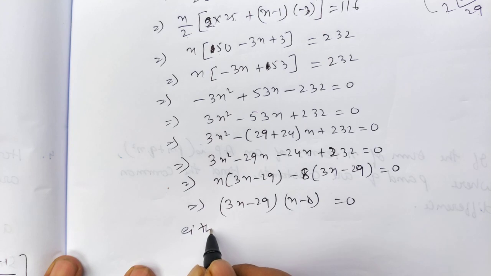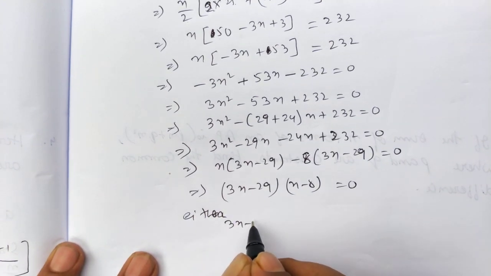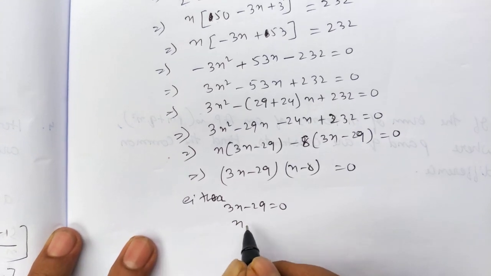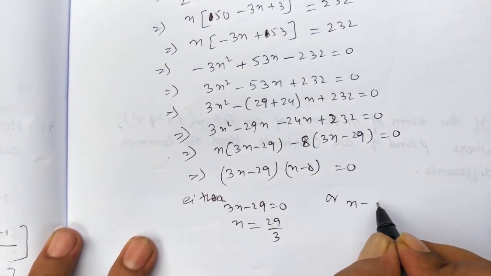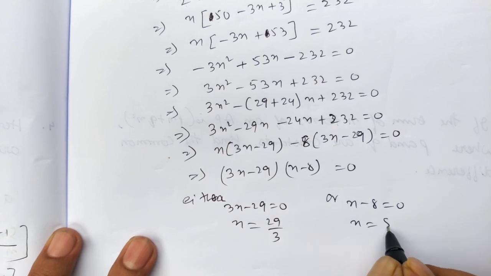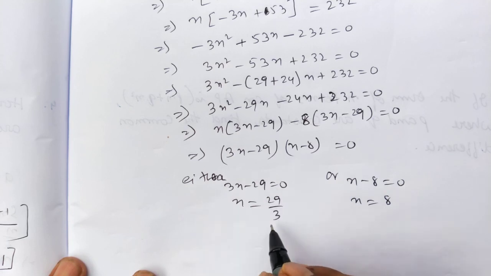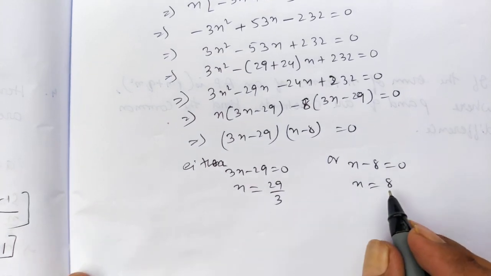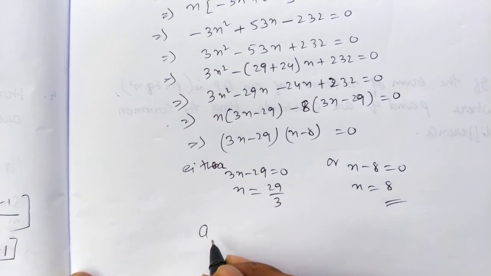Either 3n minus 29 equal to 0, so n will be 29 by 3, or n minus 8 equal to 0, that is n will be 8. We cannot take this because n cannot be a fraction. N can always be a counting number, a natural number. So n is 8. You're going to find the last term a8.